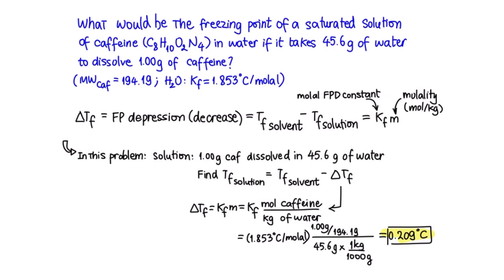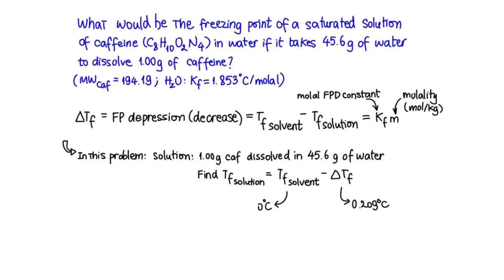That is delta TF. Once we have the freezing point of the solvent, 0 degrees Celsius, and the freezing point depression, delta TF, 0.209 degrees Celsius, we can go ahead and calculate the freezing point of this solution. Simply plugging numbers in, we get 0 minus 0.209, which gives us negative 0.209 degrees Celsius. That is the freezing point of this solution, and that's the answer to this question.